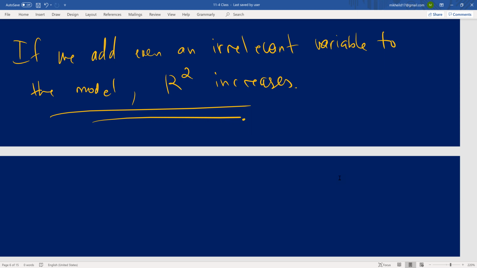but adding an irrelevant variable increases R squared. So we have a perception that we have a better model, but in fact we don't. So higher R squared sometimes can be misleading. Higher R squared can be obtained by adding an irrelevant variable to the model. So we need a correction for that.